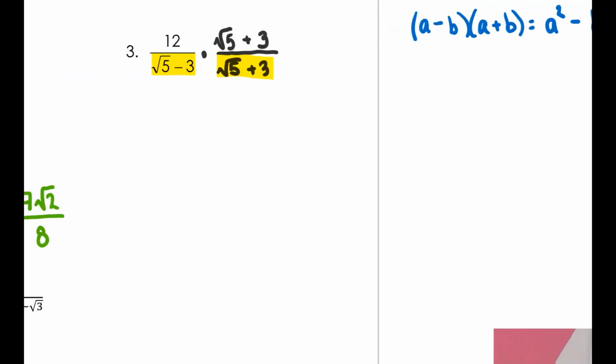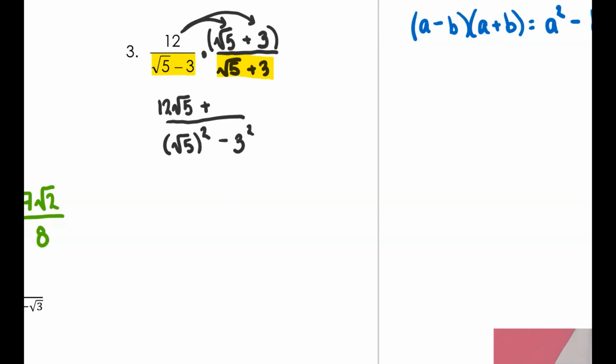So back to my problem, that's going to give me root 5 quantity squared minus 3 squared. Now the numerator, be careful because you have to use the distributive property and you have to distribute that 12 onto each term of the sum. So I'm going to have 12 on the square roots of 5 plus 36.